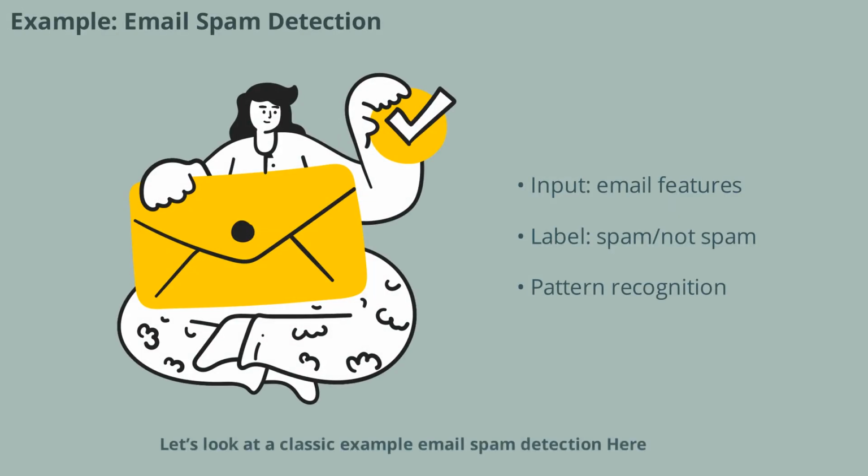Let's look at a classic example: email spam detection. Here, the input data consists of features like the sender's address, subject line, and email content. The label is whether the email is spam or not. The model is trained on thousands of labeled emails, learning patterns that distinguish spam from legitimate messages. Once trained, the model can analyze new emails and predict whether they are spam, helping users keep their inboxes clean.